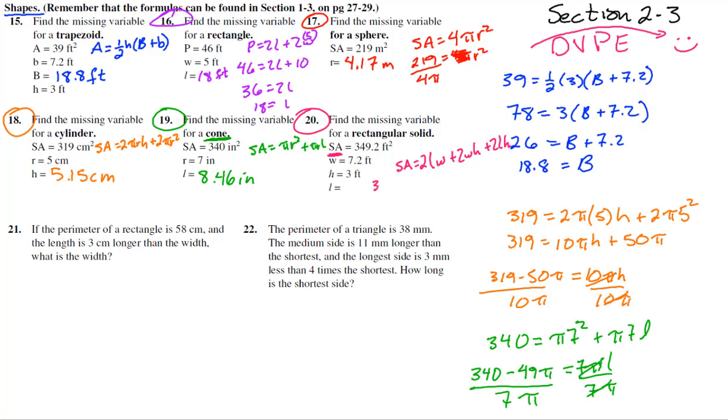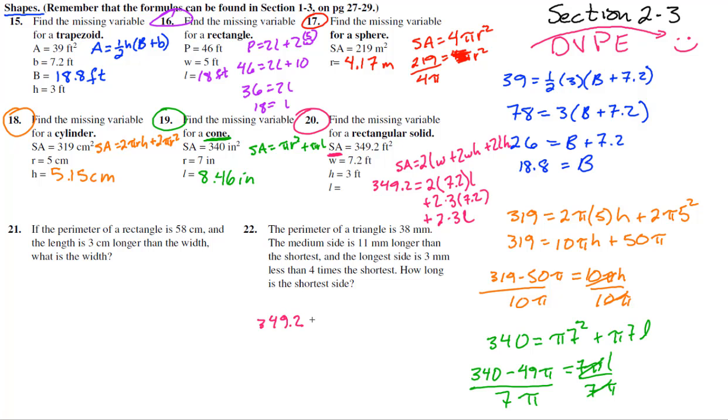We get 349.2 equals 2 times 7.2 times L plus 2WH. So that's 2 times 3 times 7.2. Okay, and plus 2LH. So that's 2 times 3 times L. Excellent. All right, we better write it down here and get some room.